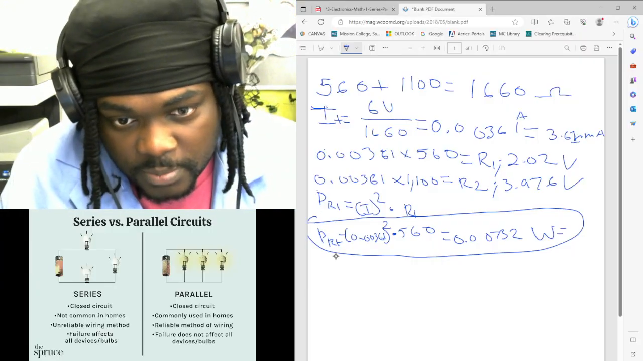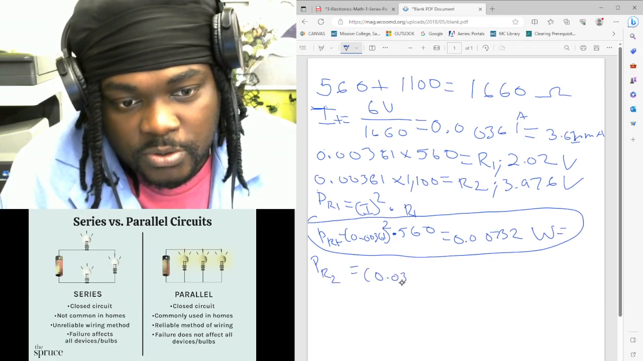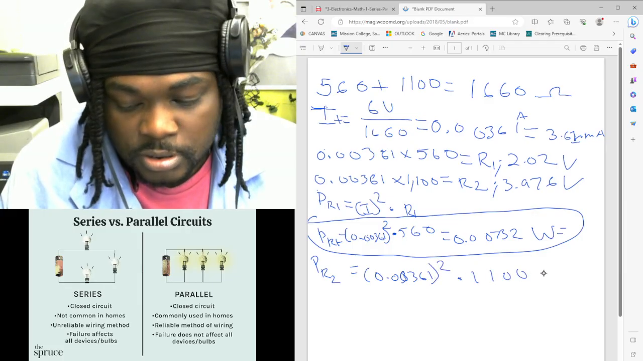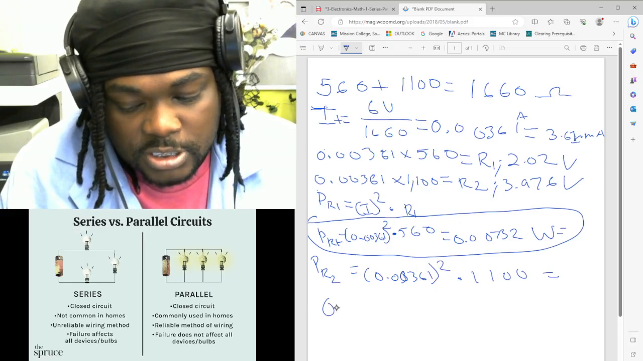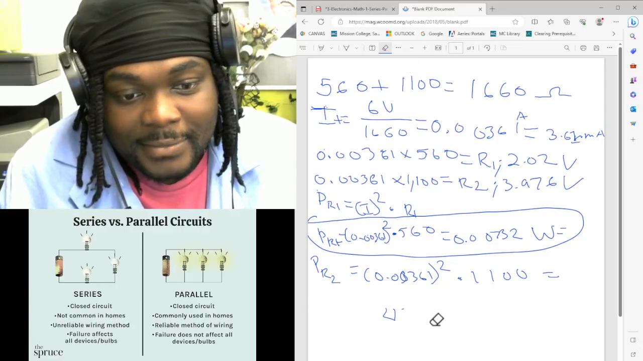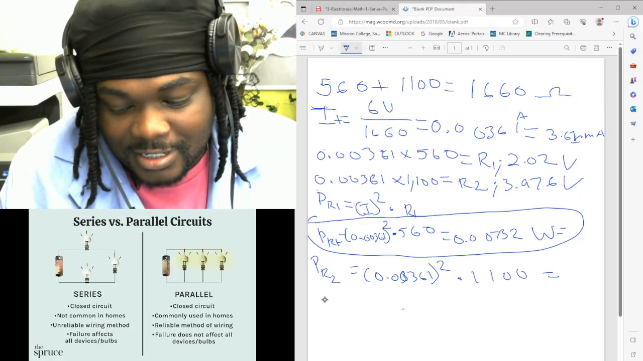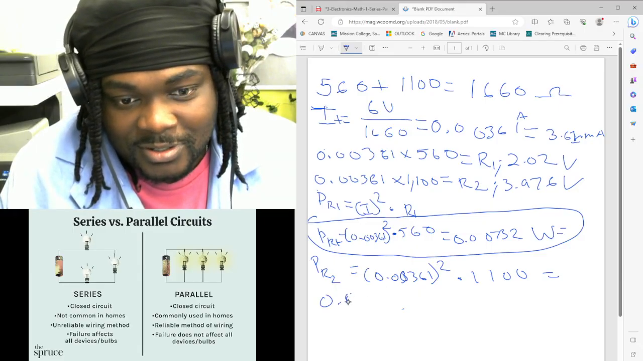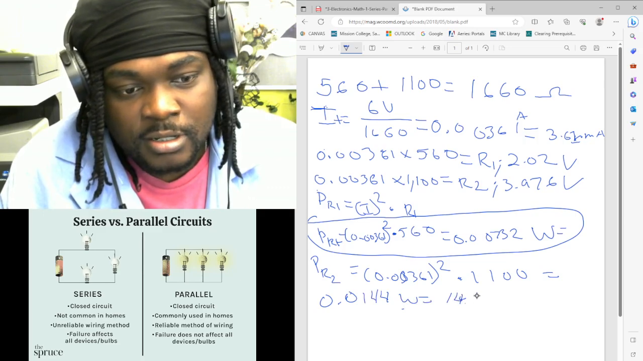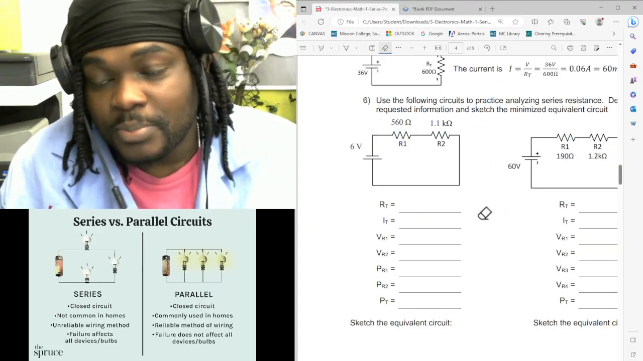Cool. So now PR2 should be relatively easy for everybody. Our PR2 should be 0.00361 squared times 1,100, and we should get about 0.0144 watts, which is equivalent to 14.4 milliwatts.